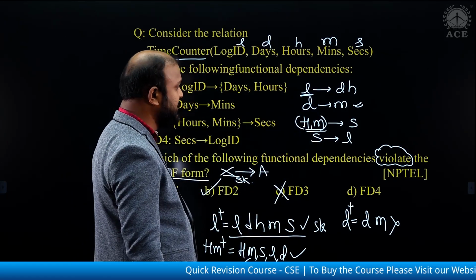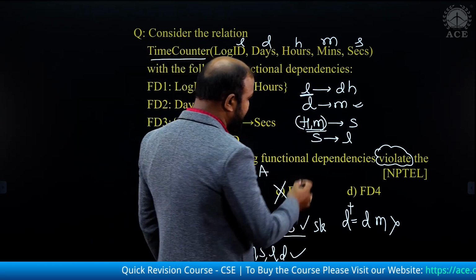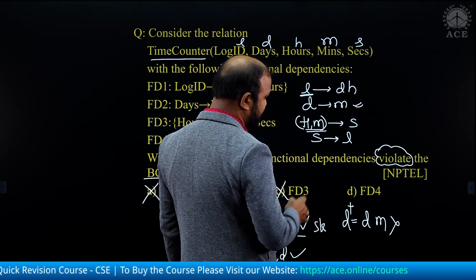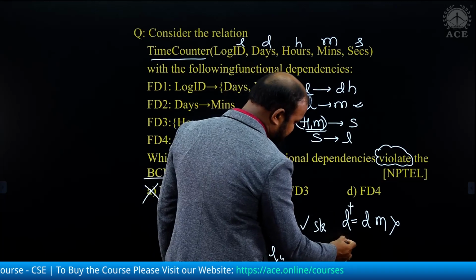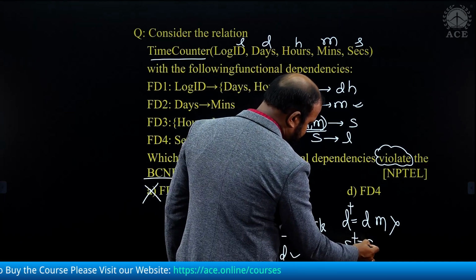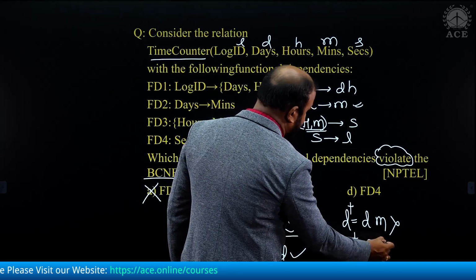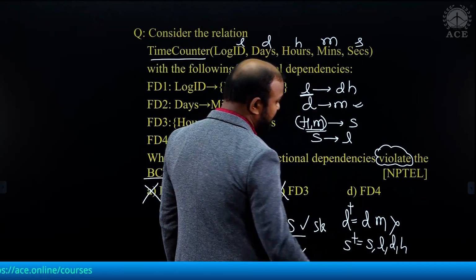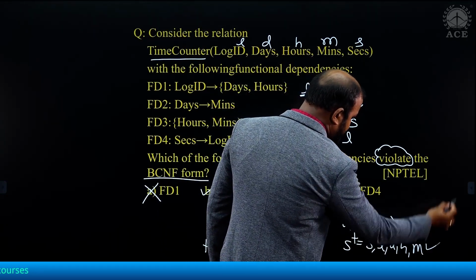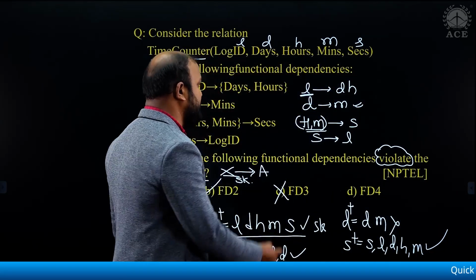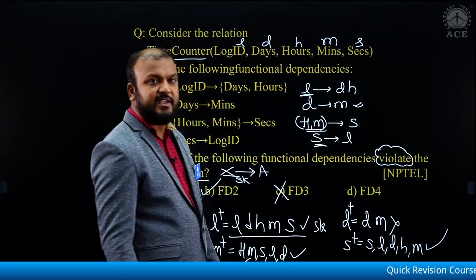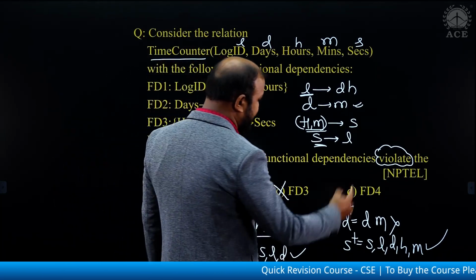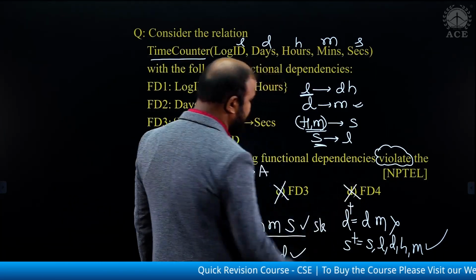And the last, S to L. For it to violate, S should not be a super key. For it to satisfy, S should be a super key. What is S closure? S. With S, I am getting L. With L, I am getting D and H. With D, I am getting M. All attributes. So S is also a super key. Because S is a super key, S to L is satisfying the BCNF rule. Because the question is about violate, option D is incorrect.